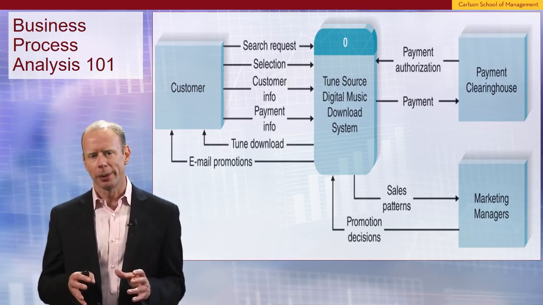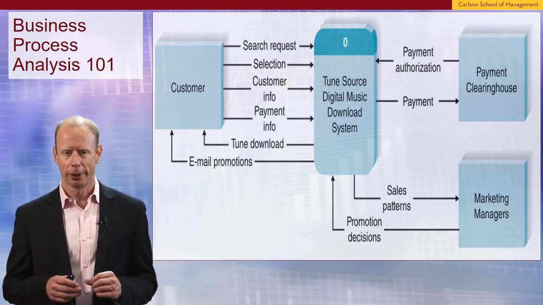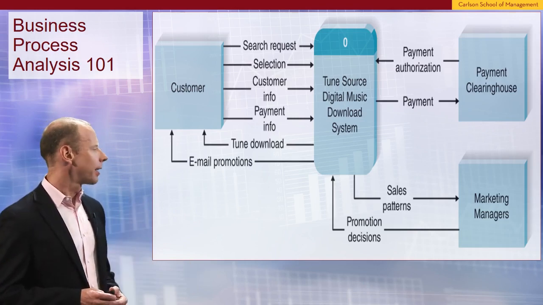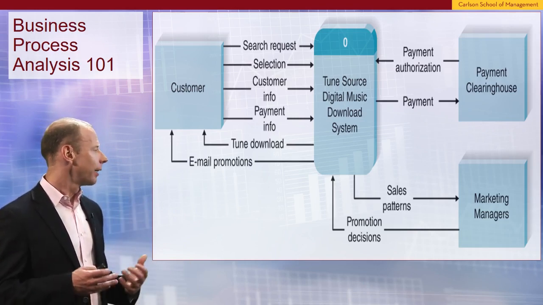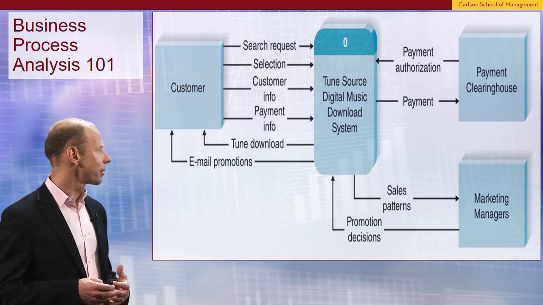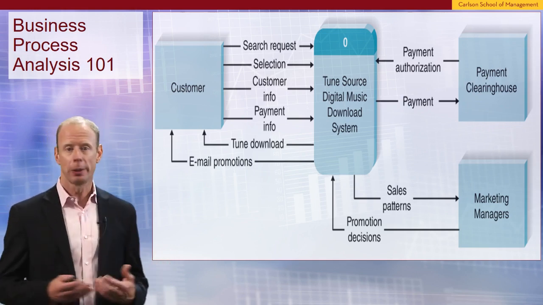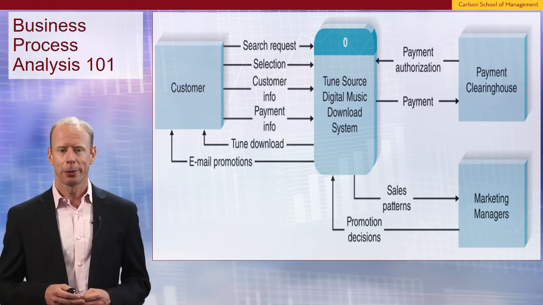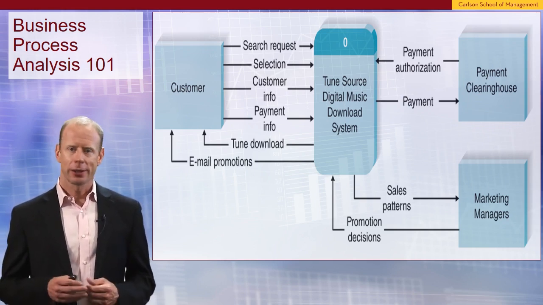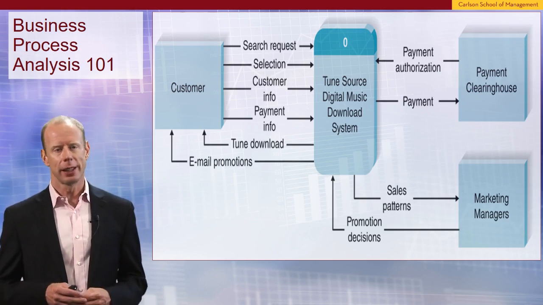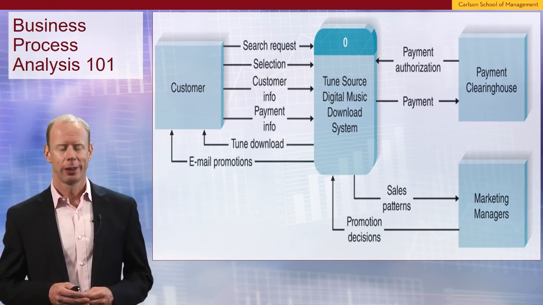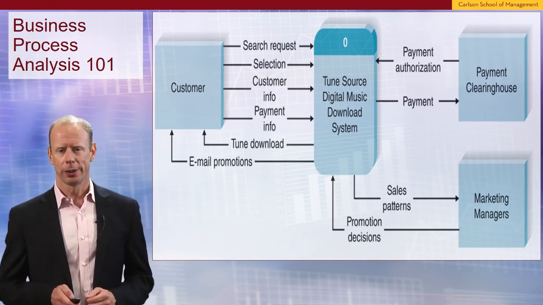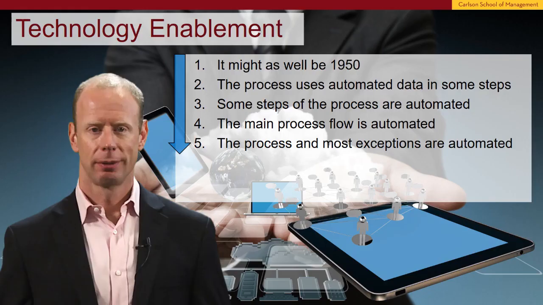This is another example of a context diagram from a textbook that's showing a context diagram for a digital music download system that might be similar to what we know as iTunes today. You can see, just like our previous example, we have the process in the middle, external entities around the sides, and then data flows represented by arrows in the diagram. We'll explore these in much more detail later in the course.